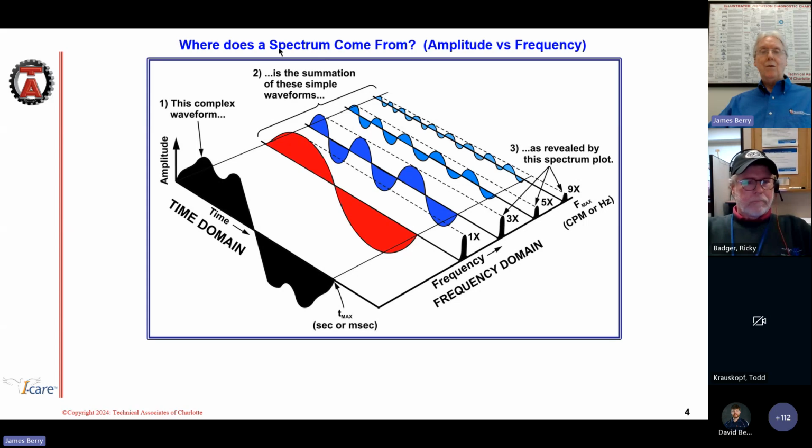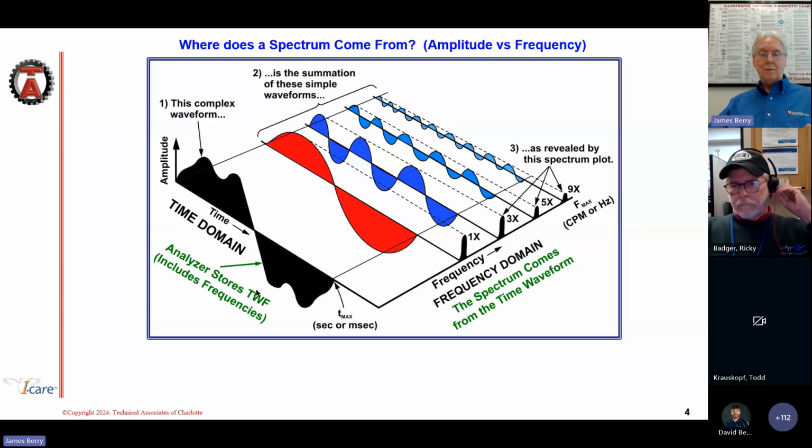Now, here's a question. Where does the spectrum come from? Well, it comes from the waveform. So the spectrum itself is never measured by an analyzer of any kind. No matter whose analyzer it is, they all measure time domains, all right? And you look at this, which is more complicated in the time domain, and after the time domain is measured by the analyzer, then through mathematics, it will calculate through fast Fourier transform, FFT, a spectrum of amplitude versus frequency. And yes, that's easier to see.